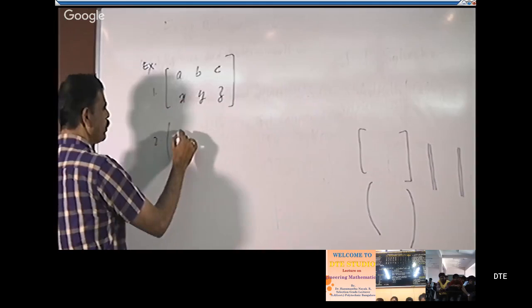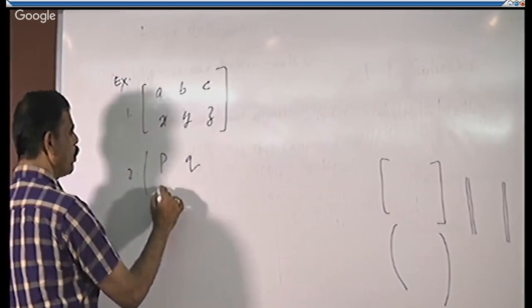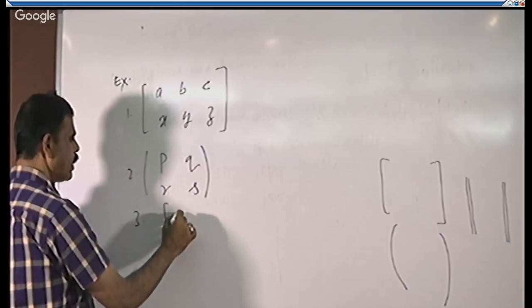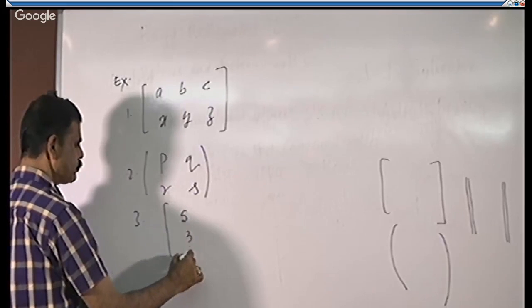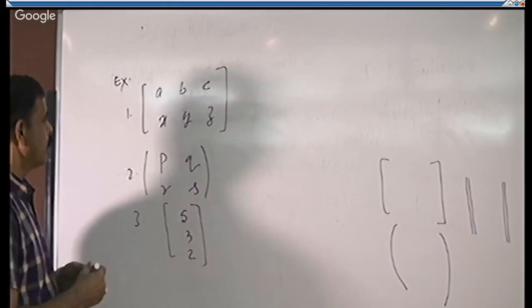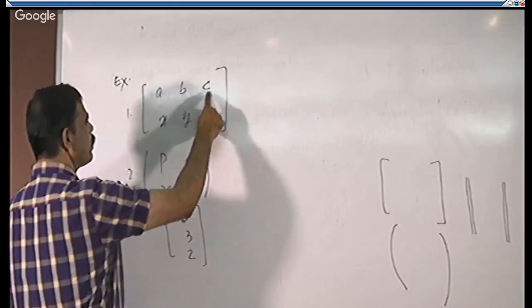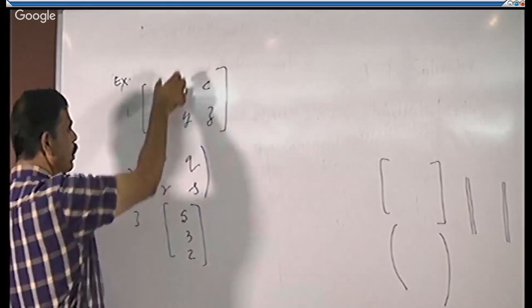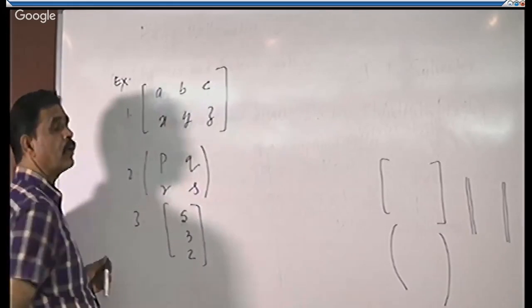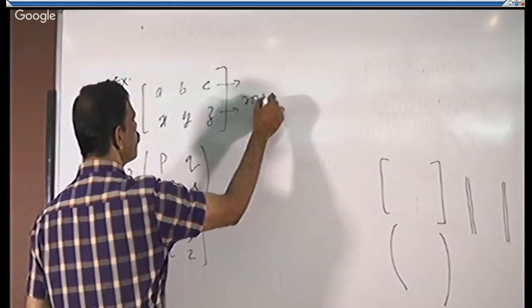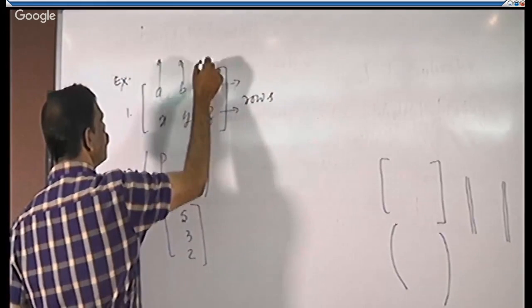See the second example: P, Q, or S. It is another example of a matrix. You can have any number of rows and any number of columns. Like that, this is also a matrix, right? The horizontal arrangement of numbers will be called rows, and the vertical arrangement of numbers are called columns. Is it clear? These are the rows and these are the columns.